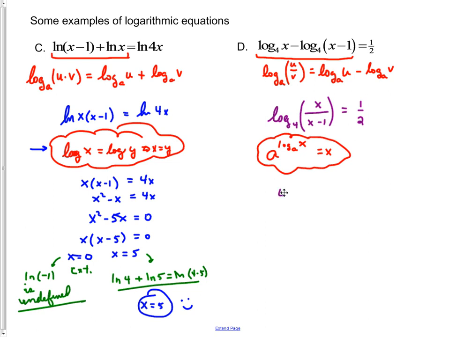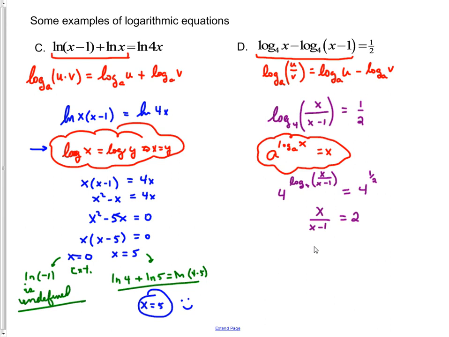So we exponentiate on both sides. We get 4 raised to the logarithm base 4 of this quantity, x over x minus 1. And that has to be equal to 4 raised to the 1 half power. All right, so on the left-hand side, what happens? Well, the 4 and the log base 4 undo one another and leave us with the argument x over x minus 1. On the right-hand side, we've got 4 raised to the 1 half power. Well, 4 raised to the 1 half power is our square root of 4, so that's equal to 2.